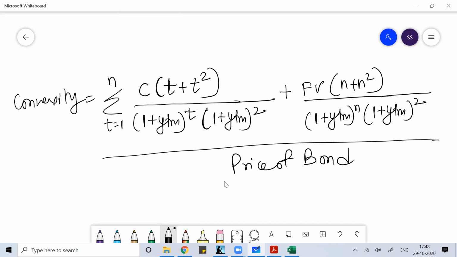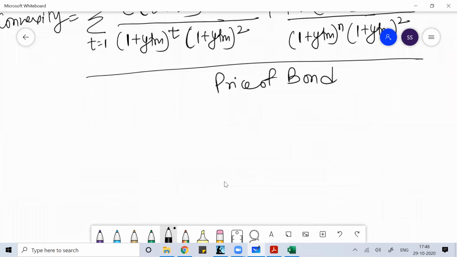So convexity is a little bit difficult to solve, mathematically it is a little bit complicated. So definitely in exam and all, you are not required to bother much about convexity. It's just a formula. My purpose was to tell you this formula. If you understand this formula, well and good. So this is the convexity formula. What you should be interested in is Macaulay duration.